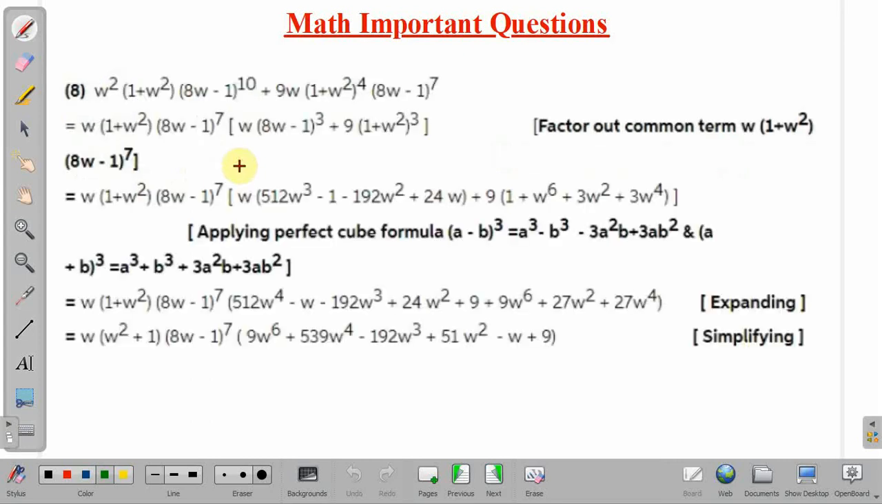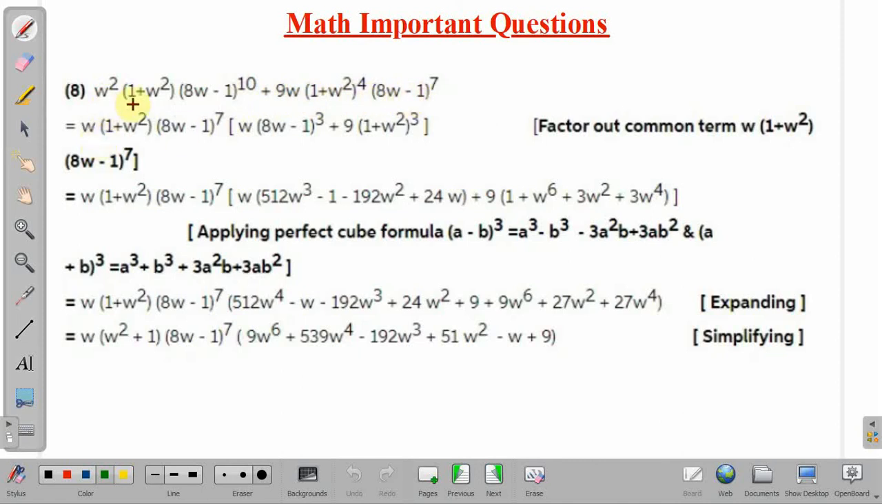Now we will discuss the next problem. Here we have to find the factors. The given expression is w square into 1 plus w square into 8w minus 1 raised to the power 10 plus 9w into 1 plus w square raised to the power 4 and 8w minus 1 raised to the power 7. So we have two terms. This is one term and this is the second term.